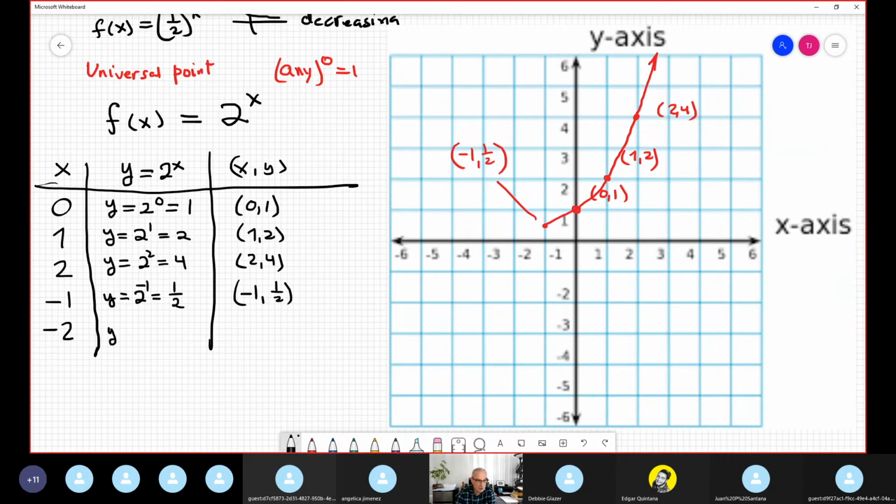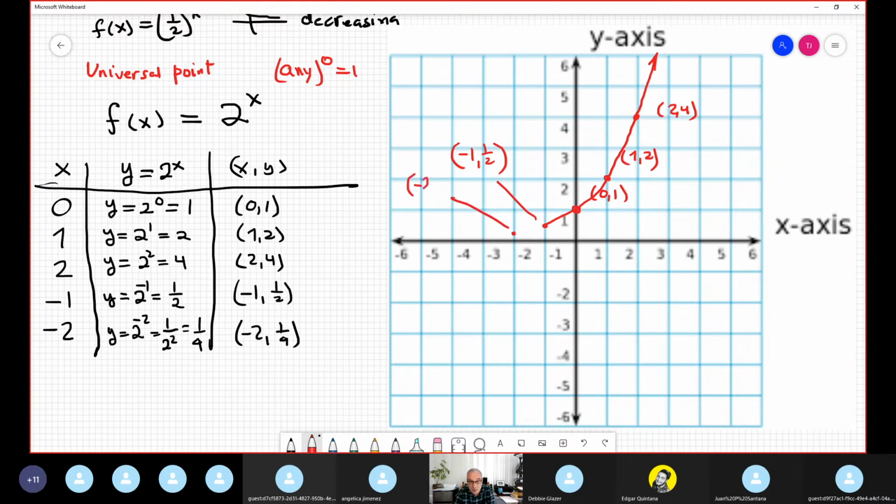-2 is y equals 2 to the -2, which is 1 over 2 to the second power, positive in the denominator, which is 1 over 4, 1/4. The point is -2, 1 over 4. 1 over 4 is the half of the half. Therefore, half of the half is this point.